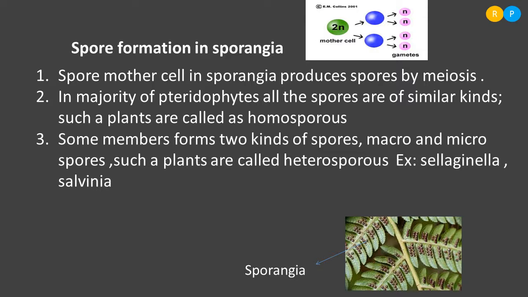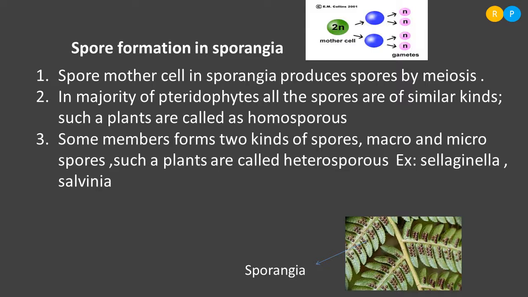So one spore is named macrospore and another spore is named microspore. Why are they called macro and microspore? Macrospores are bigger in size and microspores are smaller in size. Understood? So two types of spores are actually produced in some members of the pteridophytes. Some spores are called macrospores because of their bigger size, and some are called microspores because they are small in size.